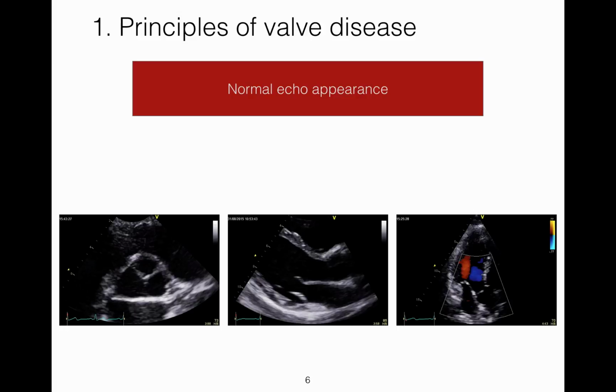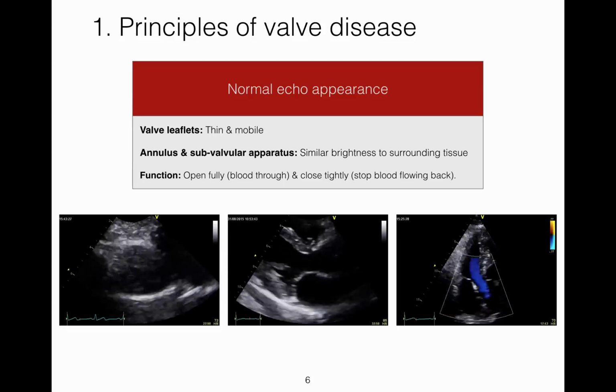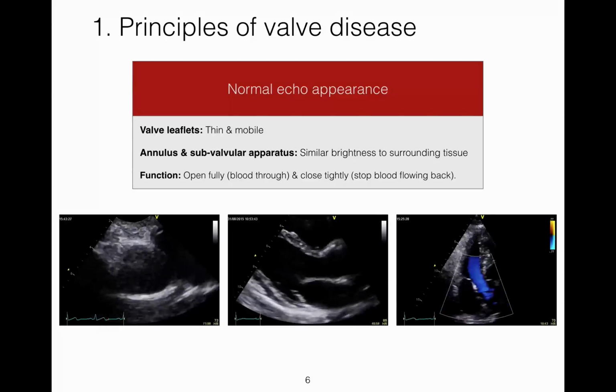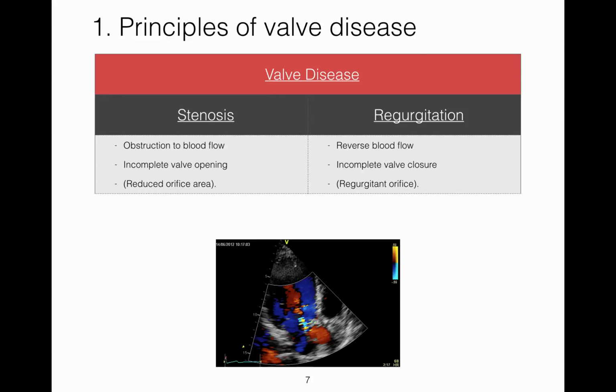With echocardiography, the leaflets of normal heart valves appear thin and mobile. The annulus and subvalvular apparatus of normal valves are similar in brightness to the surrounding tissue. And normally, valves open fully to allow blood to flow through them and close tightly to stop blood from flowing backwards. If disease affects the heart valves, it may result in obstruction to blood flow, reverse blood flow, or both obstruction and reverse flow or regurgitation.